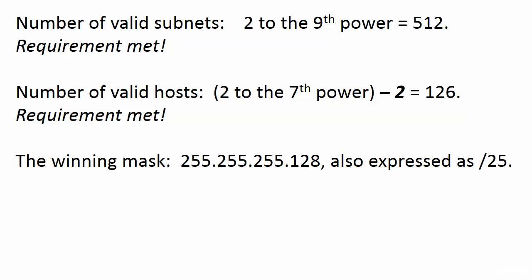subnet bits. So the number of valid subnets, 2 to the 9th power, is 512, the requirement is met. We have at least 200. Then the number of valid hosts, 2 to the 7th power minus that 2, equals 126, requirement met. So that is the only mask that's going to do the job for us. And in that case, the winning mask can be expressed one of 2 ways. It's either going to be 255.255.255.128, or /25.